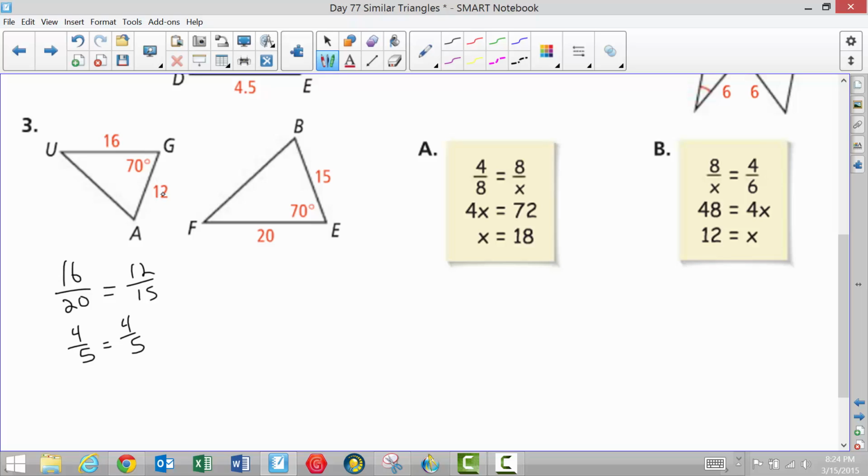Okay, now I need to check side-angle-side, with angle G congruent to angle E. And again, it has to be included. If the 70 was anywhere else, if 70 was with F or B, then it could not be similar because 70 is not included. So these triangles are similar by side-angle-side. So I have triangle GAU similar to E. What goes with angle A is going to be B, F, by side-angle-side.